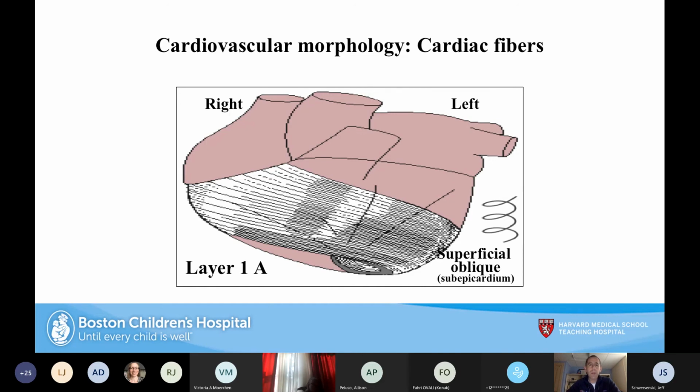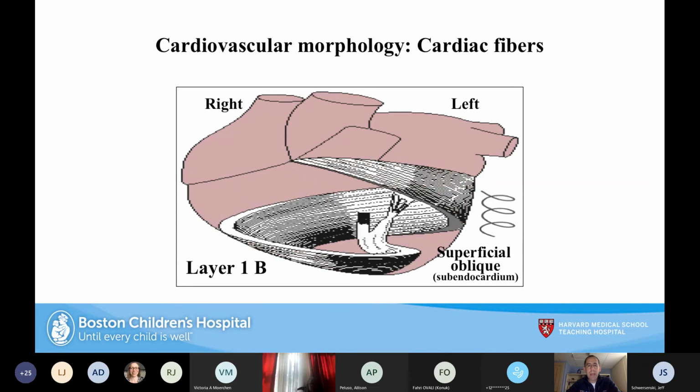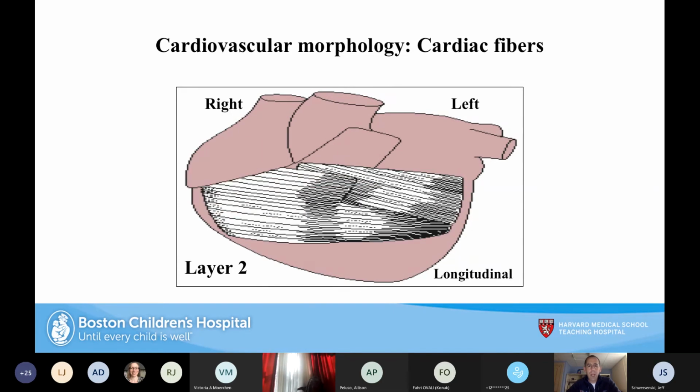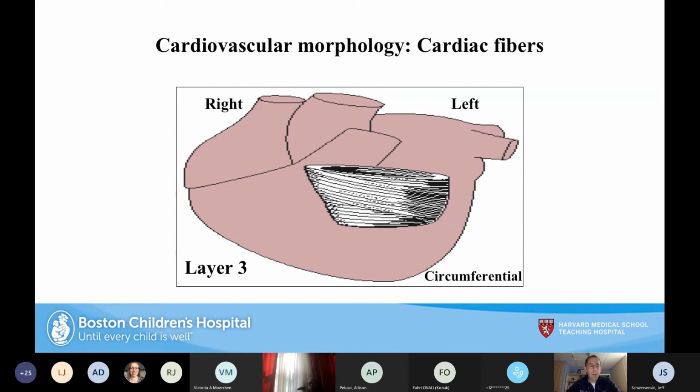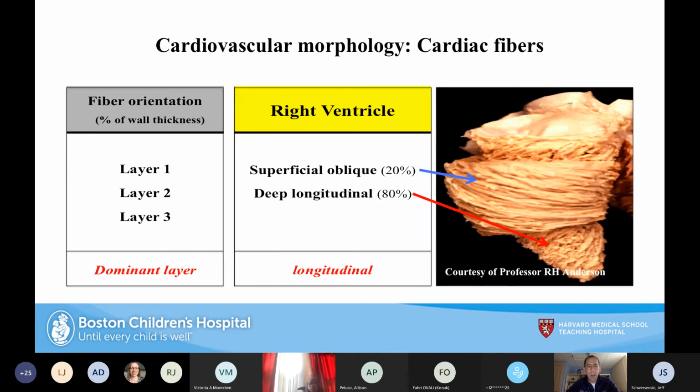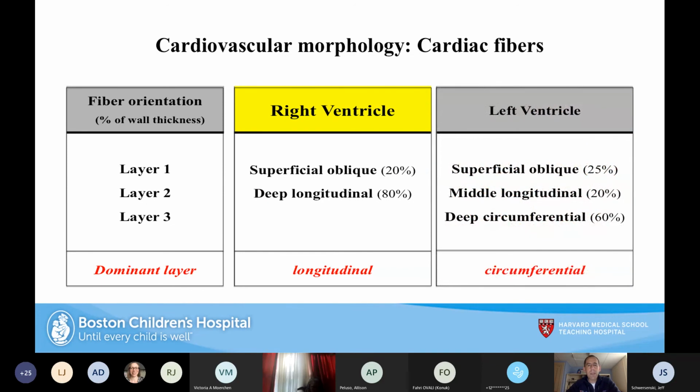In the superficial layer, you have a layer of fibers that wraps around both the right and the left ventricle. Immediately beneath that, wrapping around the back of the heart, is another superficial oblique layer that wraps around both the right and the left side of the heart. There are shared, deeper longitudinal fibers between the right and the left. And finally, the left side has its own unique circumferential fibers that give us the twisting, or the torsion, of the heart. So in summary, for anyone who's seeing this for the first time, the right ventricle has 2 unique sets of fibers, and the left ventricle has 3 unique sets of fibers.